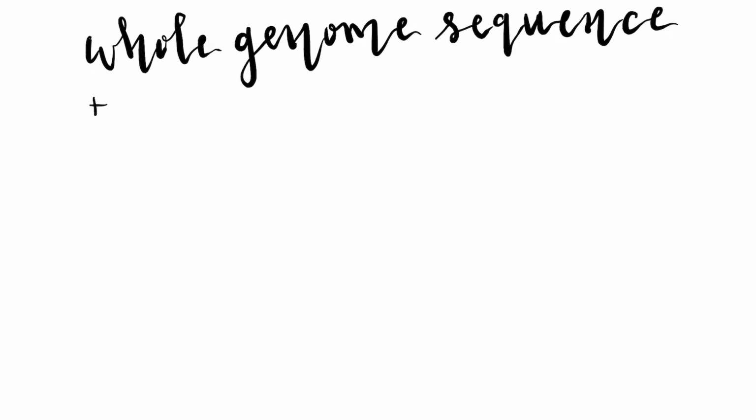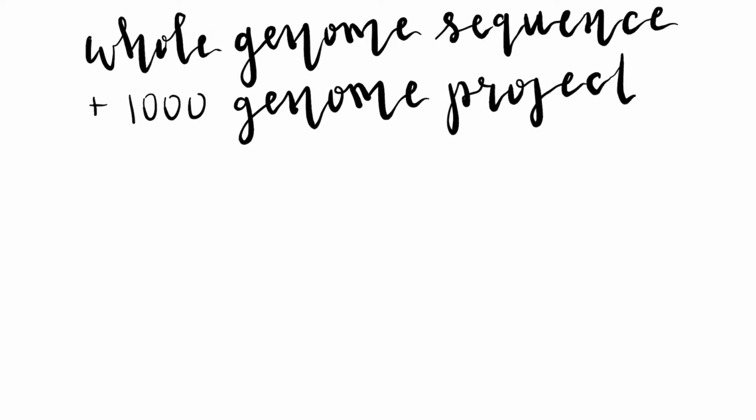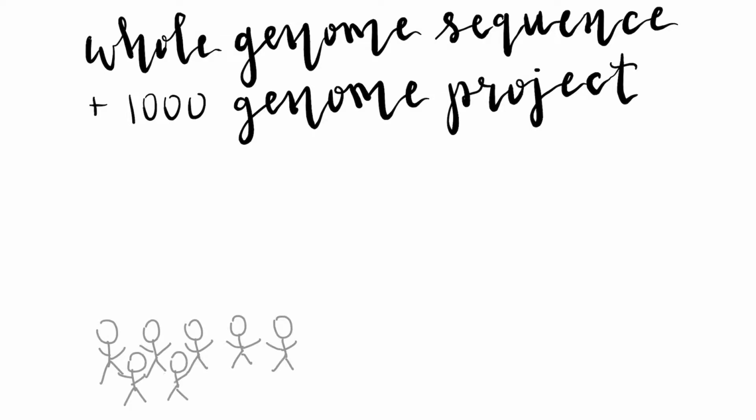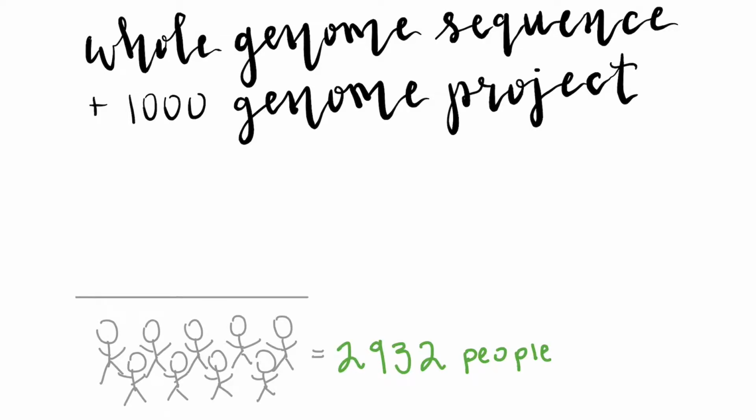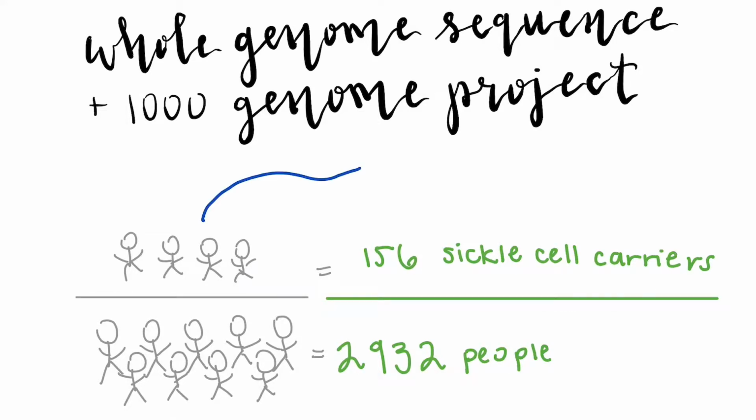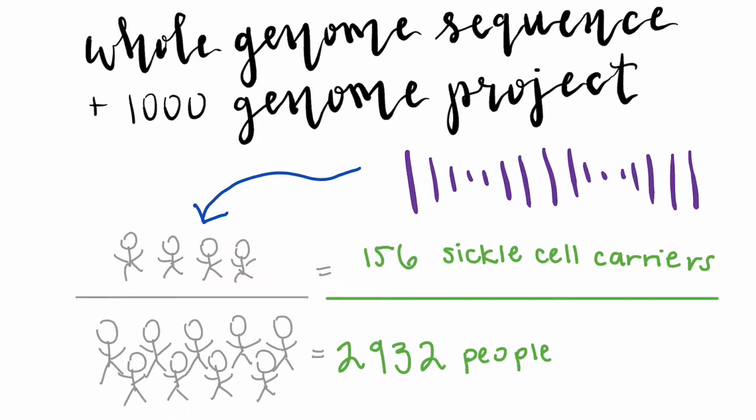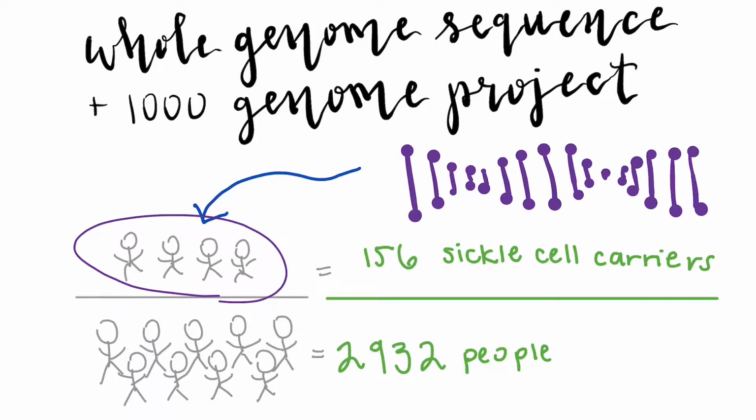The approach taken in the experiment was to use data from the whole genome sequence. This included a total of 2,932 individuals from the 1000 Genomes Project and the African Genome Project. 156 sickle carriers were found in this population sample. They used a combination of forward time simulation, phylogenetic network analysis, and coalescent analysis to infer a single origin of the sickle allele.